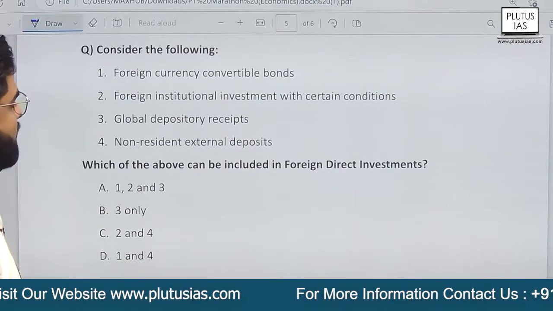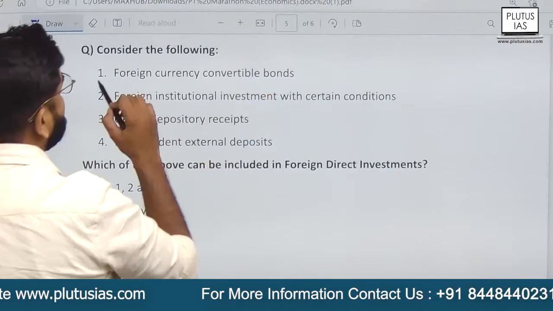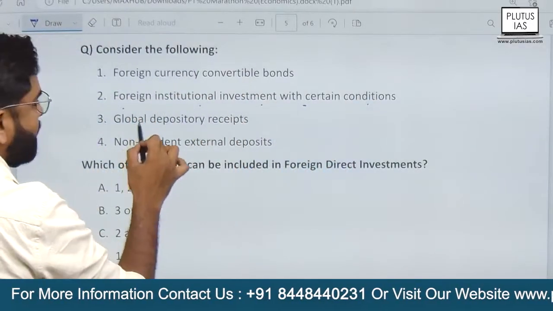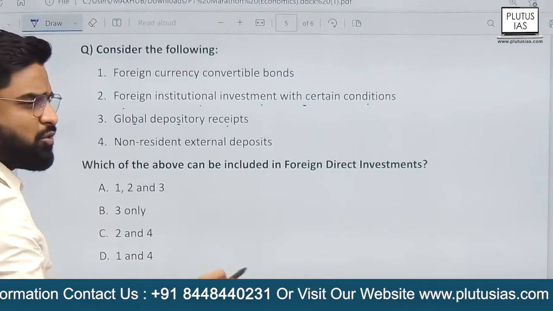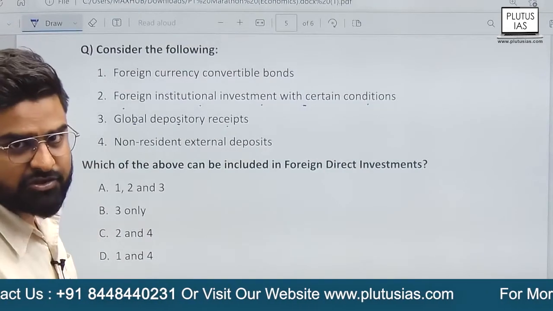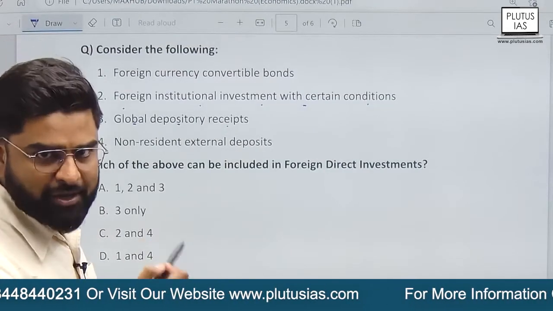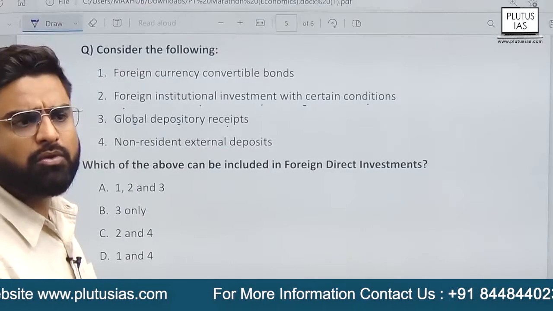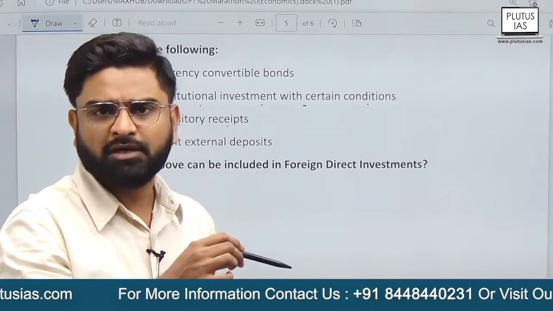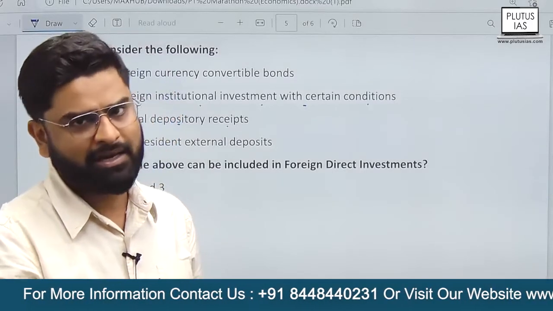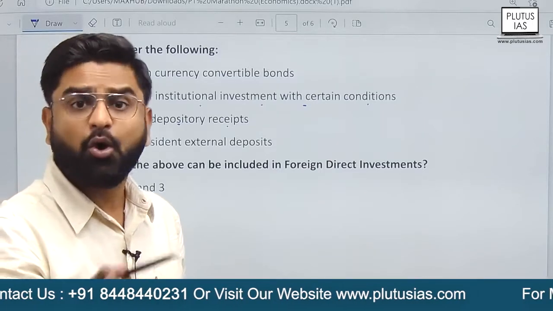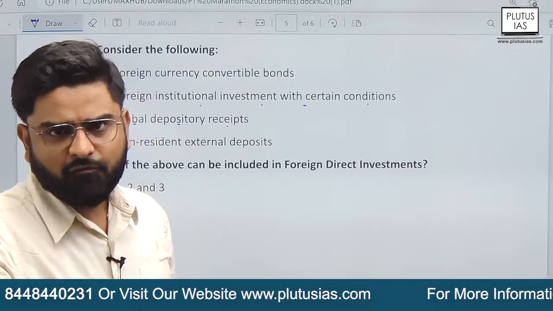Consider the following: foreign currency convertible bond, okay. Foreign institutional investment with certain conditions, okay. Global depository receipt: these are receipts which are used to buy shares, not directly buying shares. For example, a foreigner wants to buy your share, so in your country you use GDR. Or you can also issue your native receipts. Like in India you can issue IDRs, Indian Depository Receipts. In America you can issue American Depository Receipts, or you can use GDR for ease of understanding.